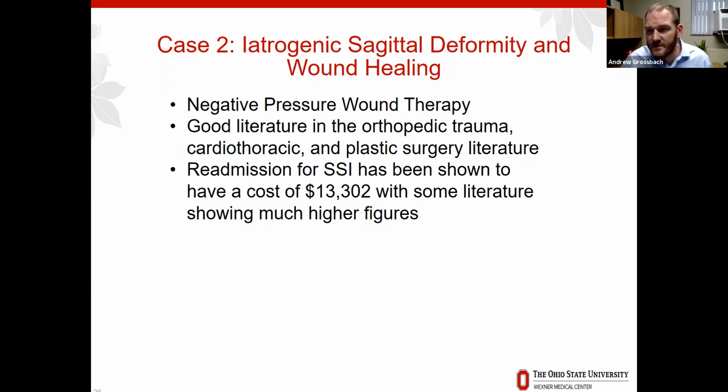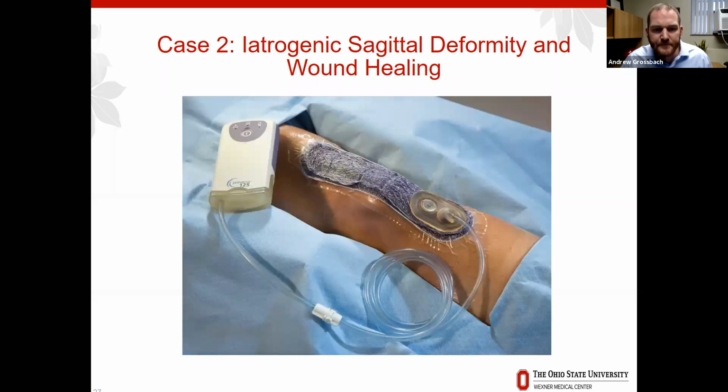$13,000 for a readmission. Some papers show much higher than that. So this is this negative pressure wound therapy device. Basically, you close with whatever you're comfortable with, and this sponge goes over the top of that and applies some negative pressure. The idea is it helps reduce fluid collection, seromas from forming there. It pulls blood and kind of jumpstarts that healing process.